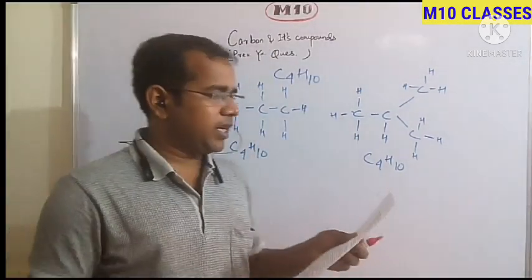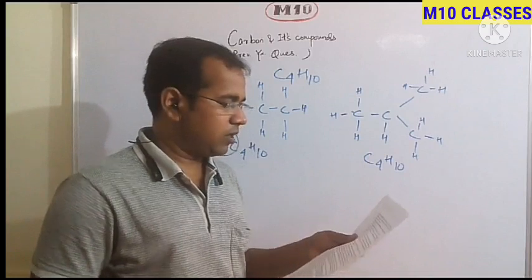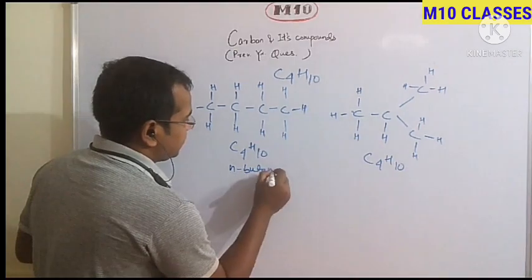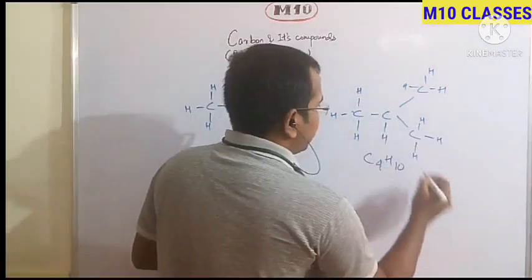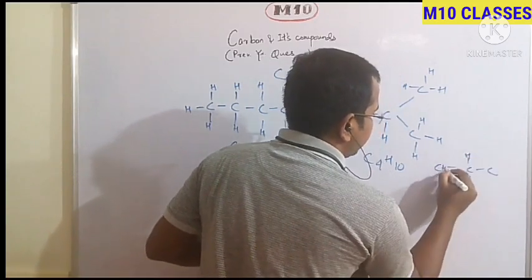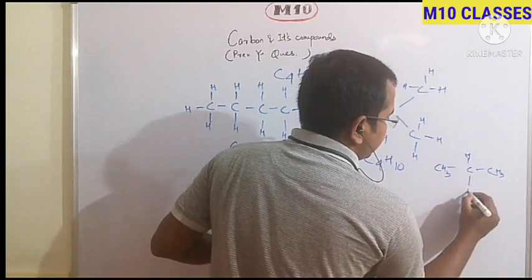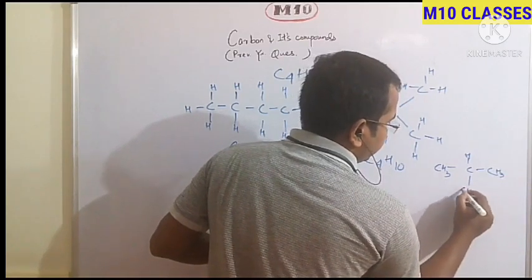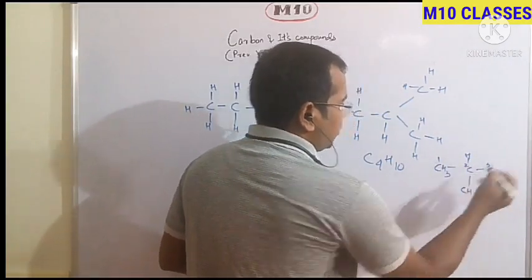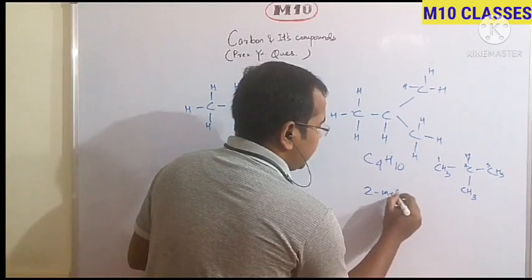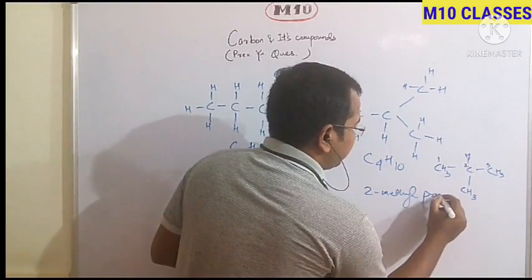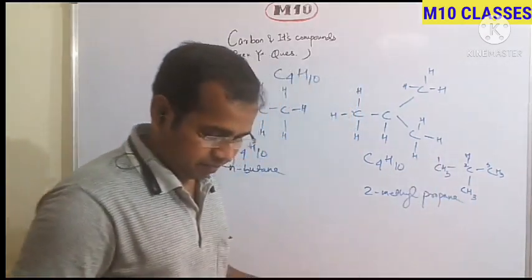The nomenclature is not given in your book in the syllabus, still I will tell you. So this is n-butane. Now if you arrange it like this, this is CH, this is CH3, CH3, this is CH3. Now if I number it 1, 2, 3, it will be 2-methyl. In this long chain you have 3 carbons, so it is 2-methylpropane. So that would be its name.